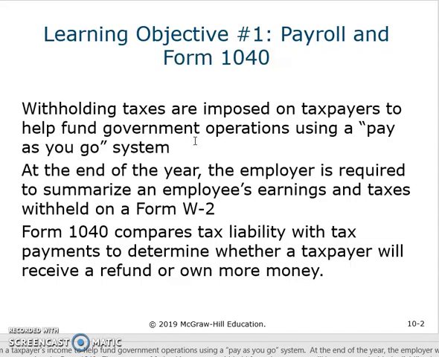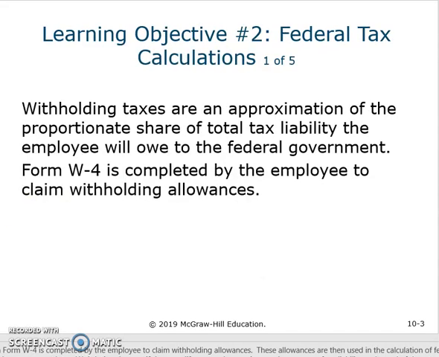When the taxpayer files their income tax at the end of the year using Form 1040, that's going to compare the tax liability that they owe with the tax payments that they've made through withholdings throughout the year to determine if that individual taxpayer will receive a refund or if they'll owe more money. The withholding taxes are an approximation of the share of total tax liability that the employee is going to owe.